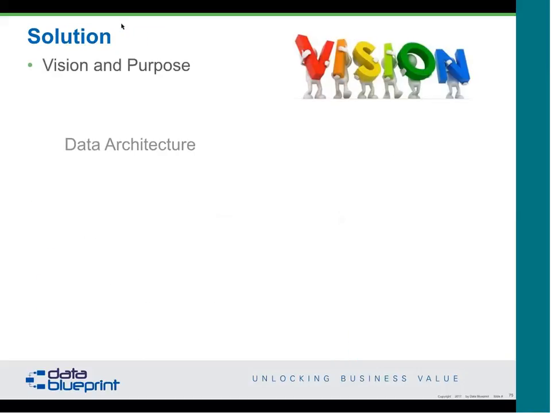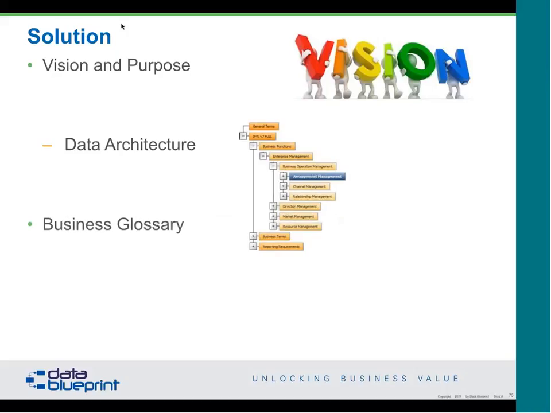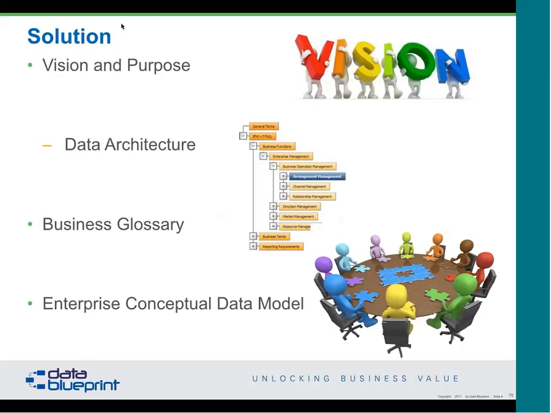So next, what was the solution, right? First thing we worked on was a vision and purpose for their data architecture. And what that means is, data architecture is a journey, not a destination. So rather than leaving document, let's start with that first. Out of that, we helped them define a business glossary and then also an enterprise conceptual data model.